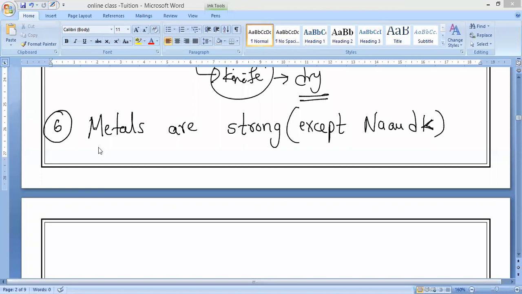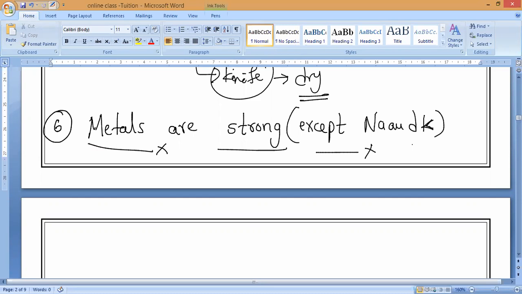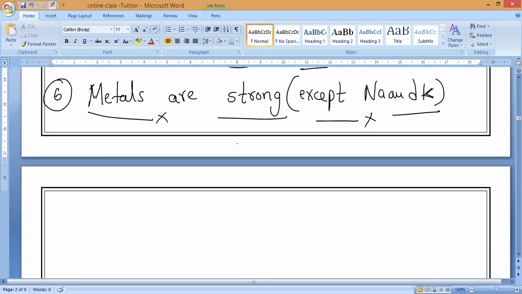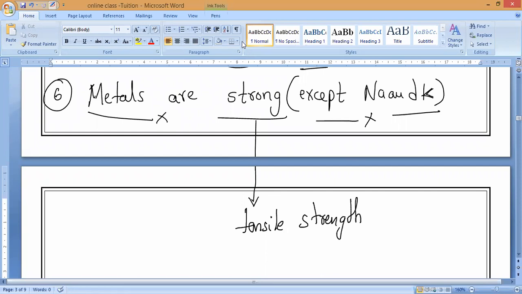So metals are very, very strong except sodium and potassium. Remember this. By saying metals are very strong, what do you mean by strong? We should not use the word strong; we have to use another word which was studied in class 8. Tensile strength. What is the meaning of tensile strength? Tensile strength means holding capacity, in the sense that they can resist larger weights.